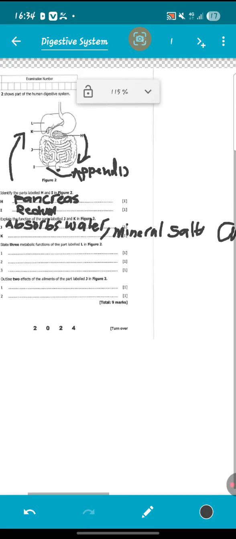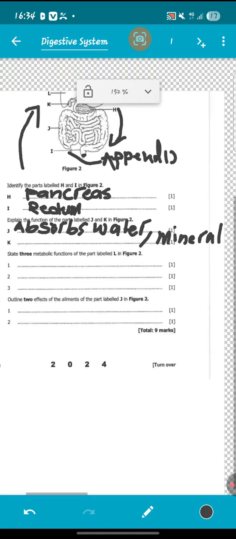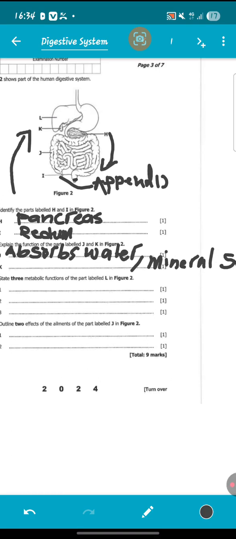Then K. You'll be able to tell there's something here, this K is pointing somewhere there. We've got this big part, which is the liver. Then there's just something down there. That is just the gallbladder. It depends with where you're coming from.